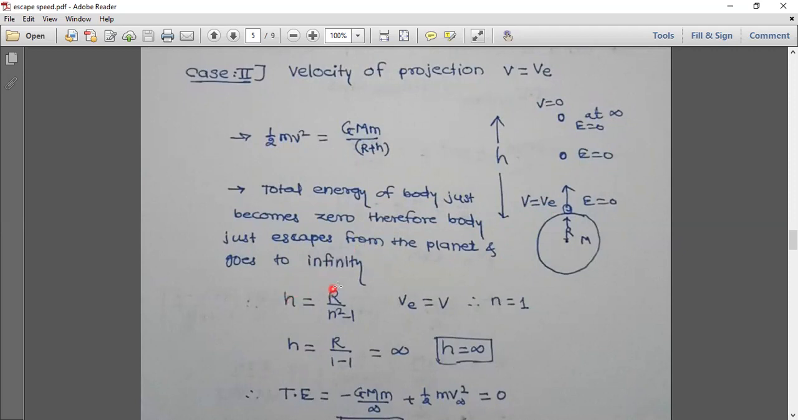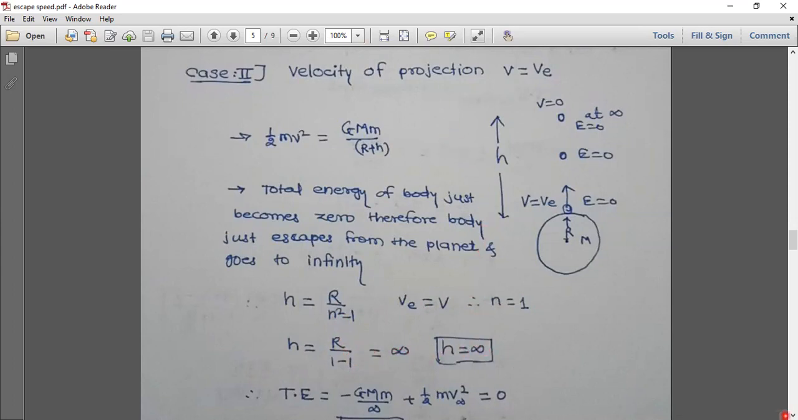So already we have h = R/(n² − 1). So here v is equal to v_e, so there is no 1/n, which means n is equal to 1, obviously. So n is equal to 1, and if I substitute here, I get R/(1 − 1) = R/0, and 1/0 is infinity, and therefore h is equal to infinity.